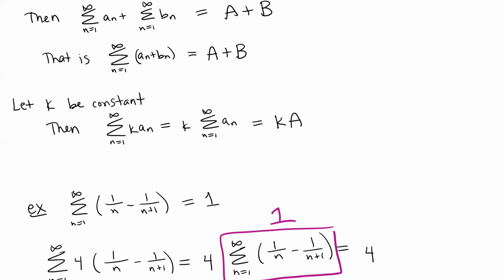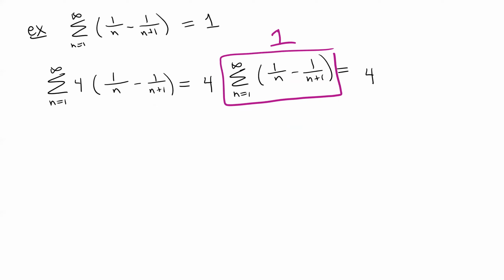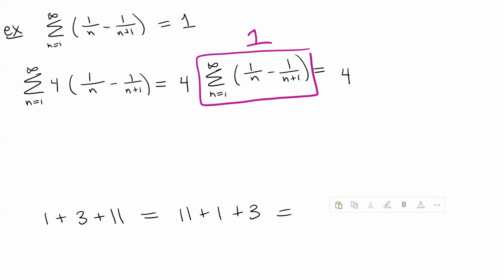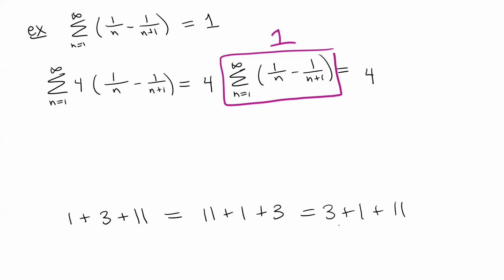A couple more things to know is we can change the order of the terms that we add up. So you know how 1 plus 3 plus 11 is the same thing as 11 plus 1 plus 3, and that's the same thing as 3 plus 1 plus 11. We know that these things all add up to the same thing. Changing the order doesn't matter. Same thing happens with an infinite series. We can change the order that we add things up, and it will not change whether it converges.